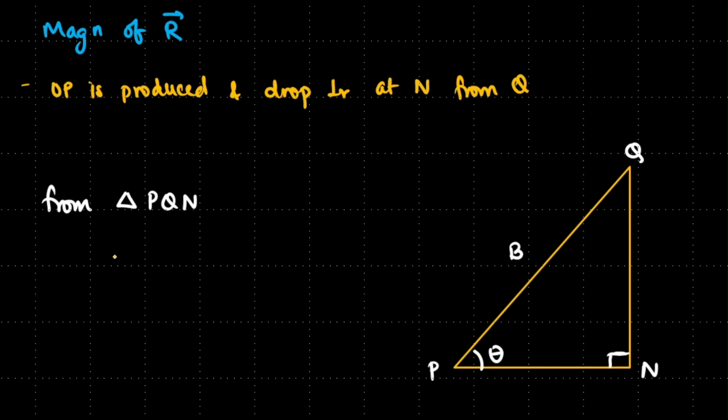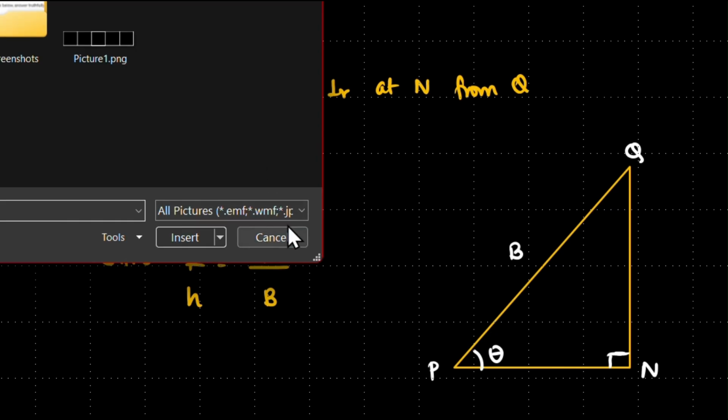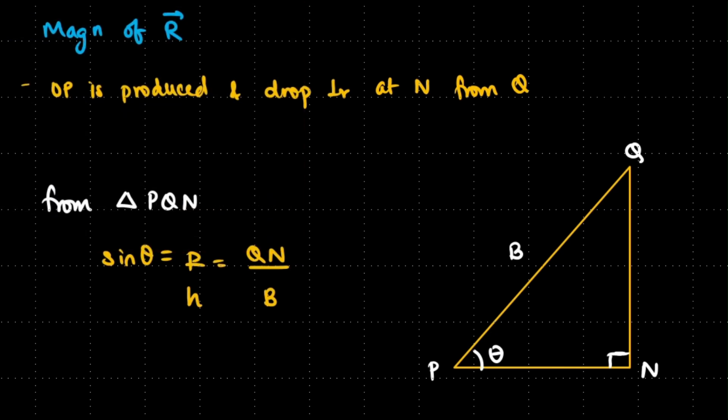So first of all, let's use sine theta. Sine theta is P by H, so perpendicular by hypotenuse. The perpendicular is the length which is not the hypotenuse, and which is not connected to the angle. So this will be QN. QN divided by hypotenuse, which is the longest side, directly opposite to the 90 degrees. Before writing B, sorry about that, that was a mistake.